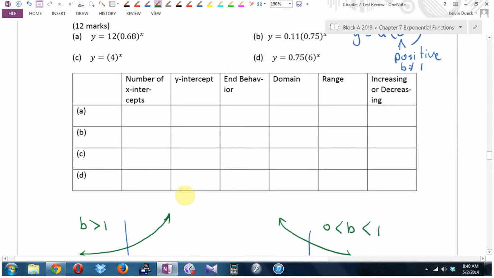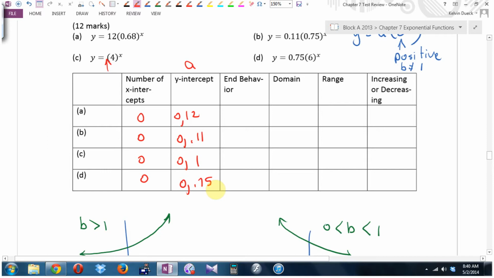Number of x-intercepts for every one of these, none. So those of you that didn't do this, throwing away marks, I think. Y-intercept. Now the y-intercept is always a, the number in front of the b, the coefficient. So the y-intercept is 12. Well, 0, 12 is 0, 0.11 is 0, 1, because that's the number that's sitting right there. 0, 0.75. Half mark for each of these, by the way.